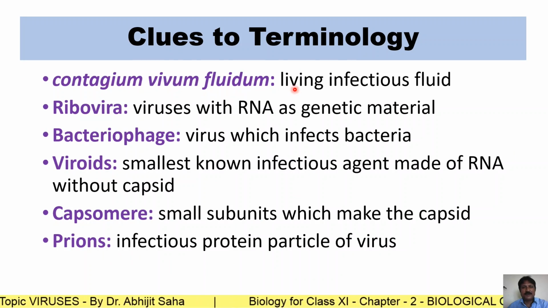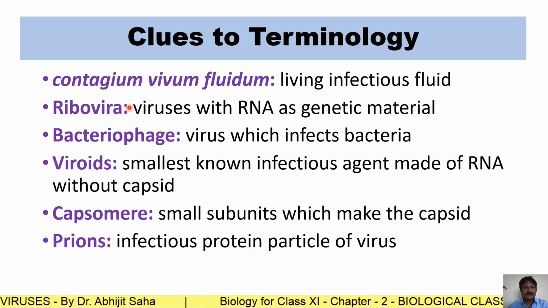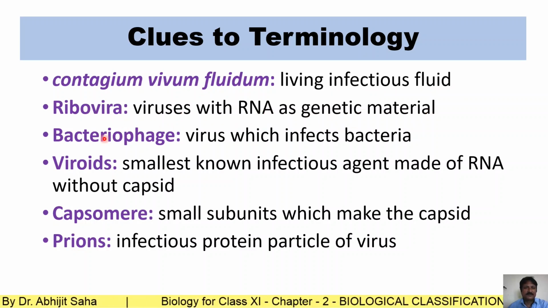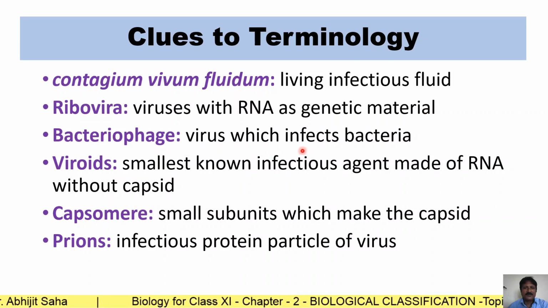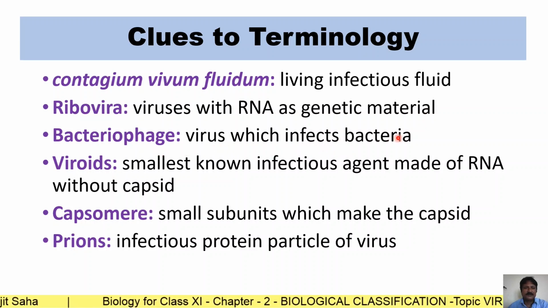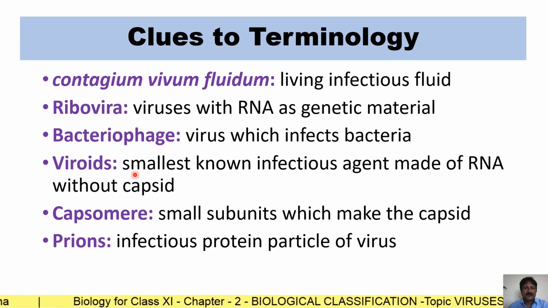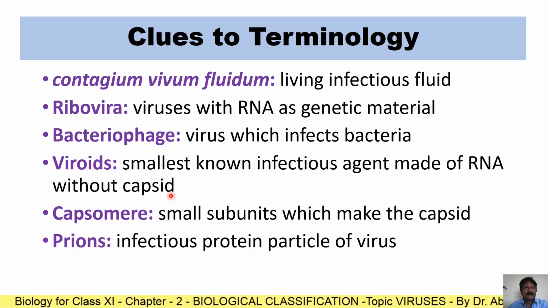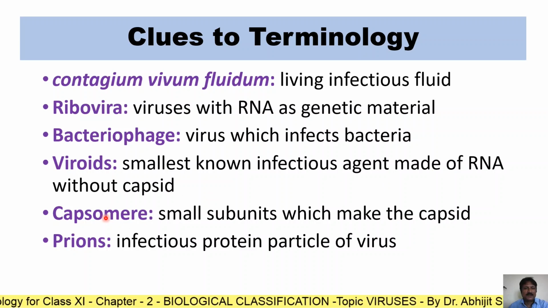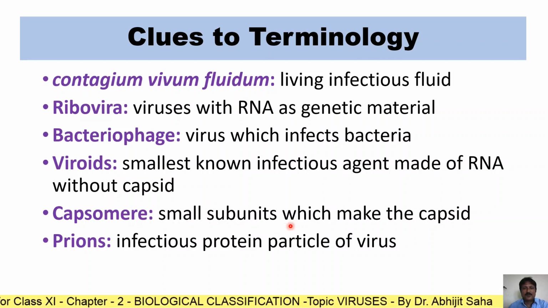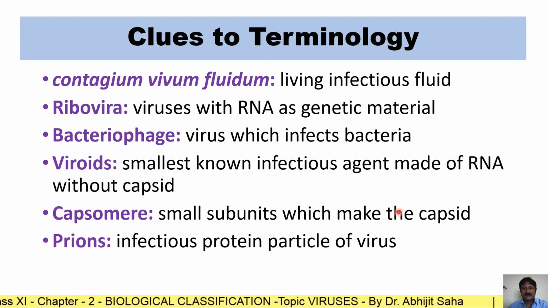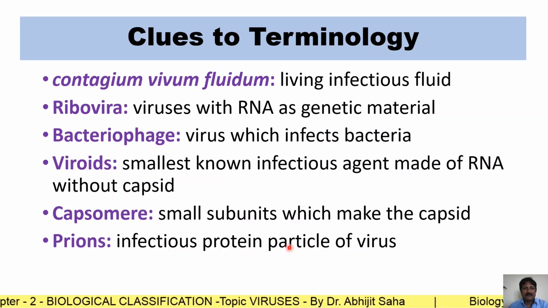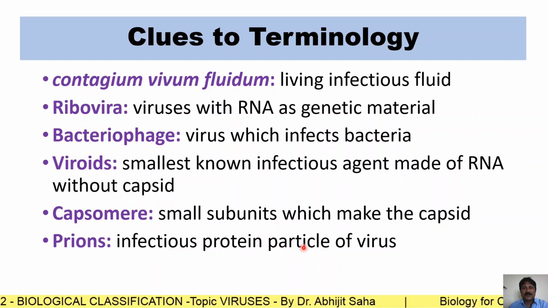Contagium vivum fluidum means living infectious fluid. Ribovira, viruses with RNA as genetic material. Bacteriophage, virus which infects bacteria. Viroids, smallest known infectious agent made of RNA, and they are without capsids. Capsomers, these are small subunits which make the capsid. And finally, prions, these are infectious protein particles.